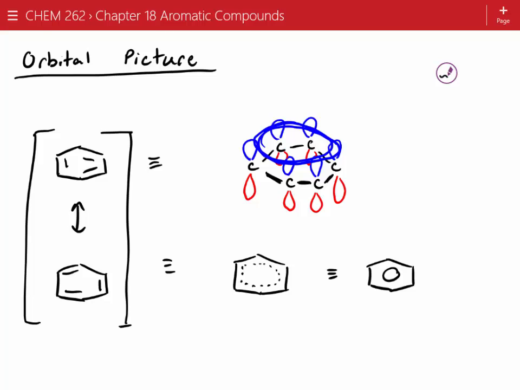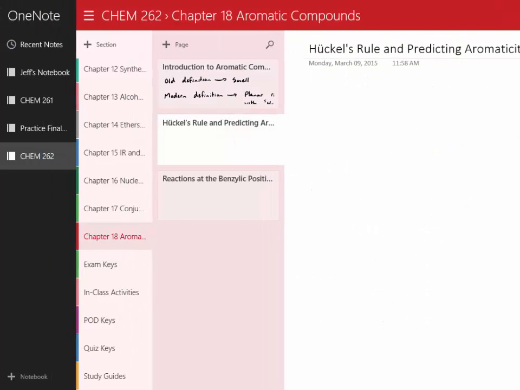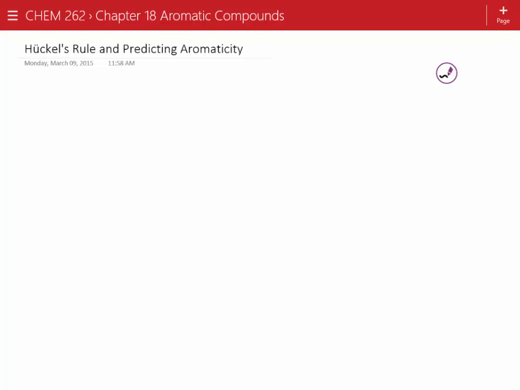So let's discuss a little bit about how we can predict whether or not molecules are aromatic. And it's a little tricky. The rule that's really good at predicting aromaticity is called Hückel's Rule, depending on how you want to pronounce it. I guess I don't speak German. Does anybody speak German? I don't know the umlaut pronunciation very well.